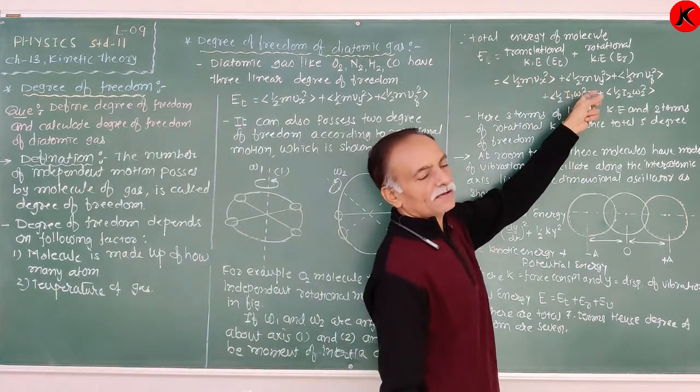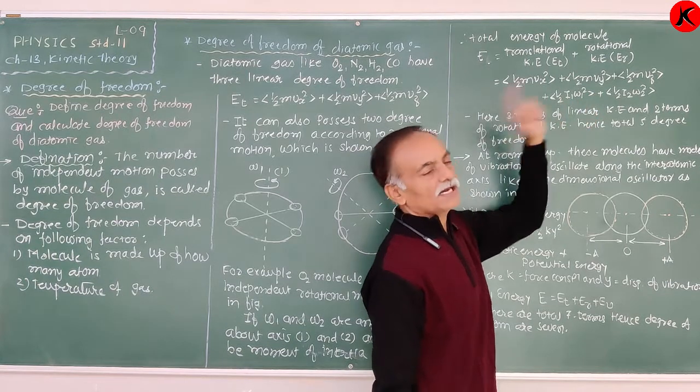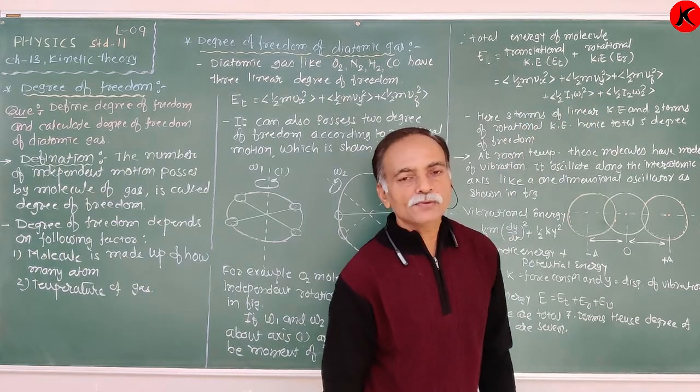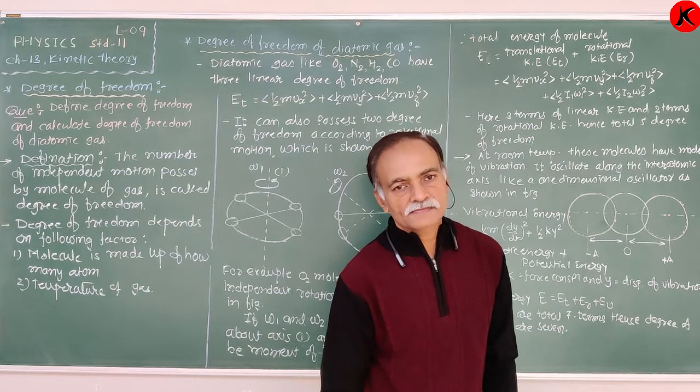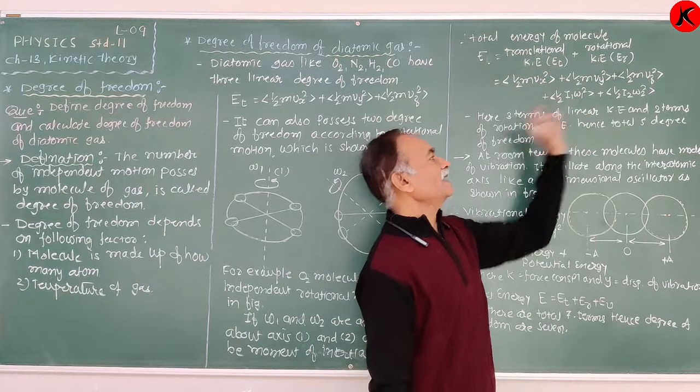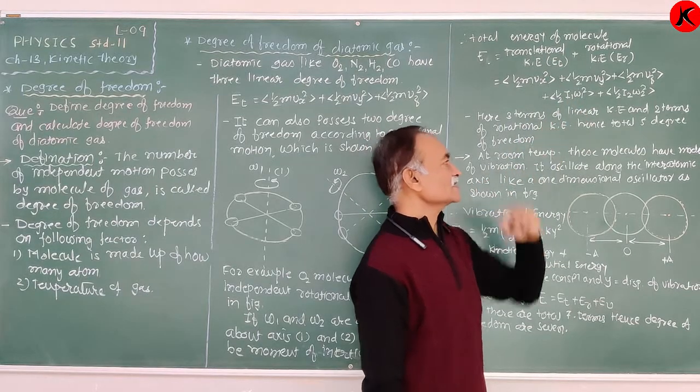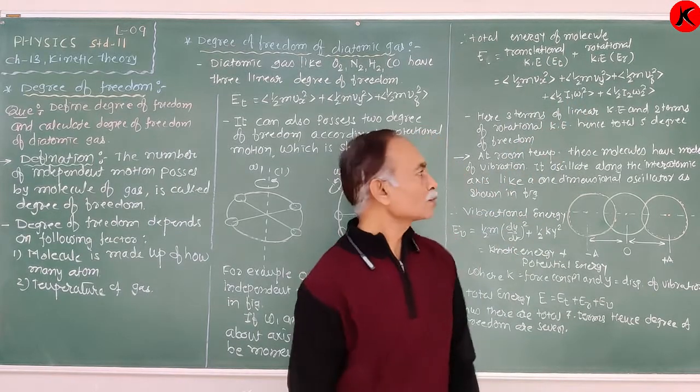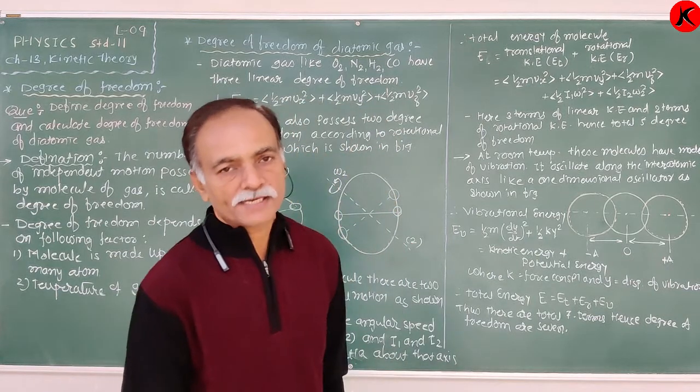There is half I1 omega 1 square plus average half I2 omega 2 square. Here there are 3 terms of linear kinetic energy and 2 terms of rotational kinetic energy, hence the total is 5 degrees of freedom.